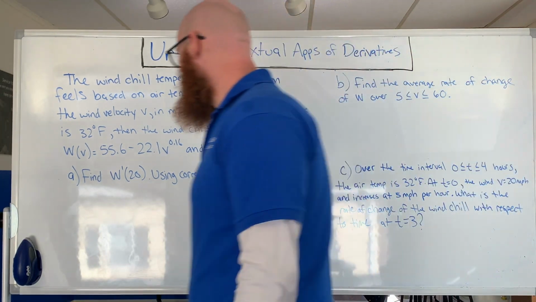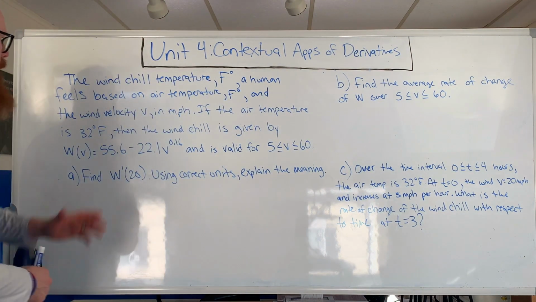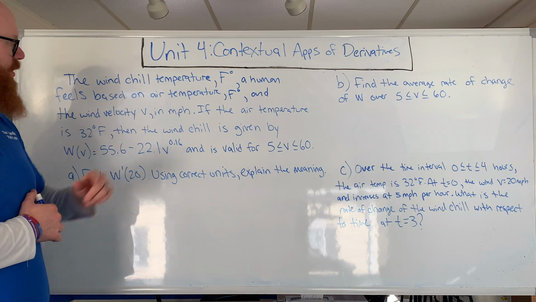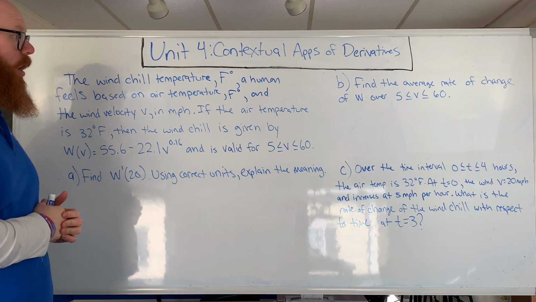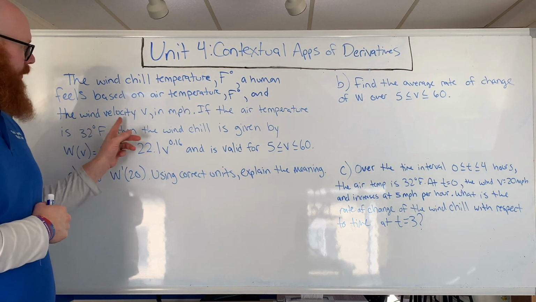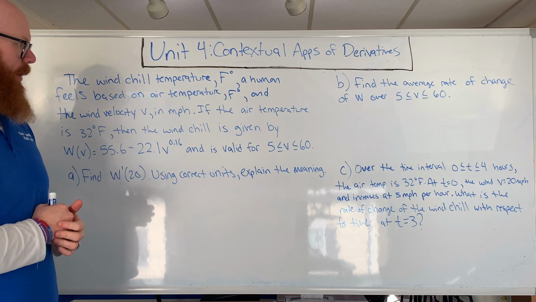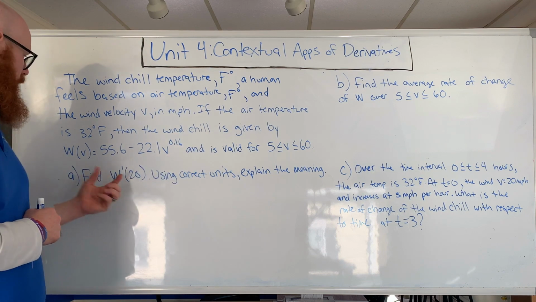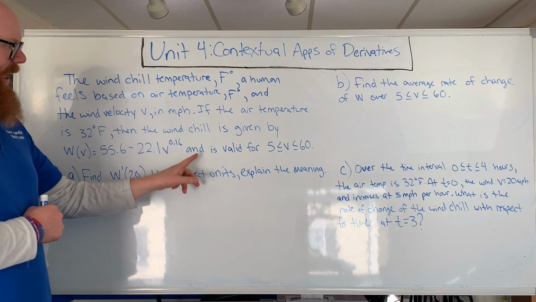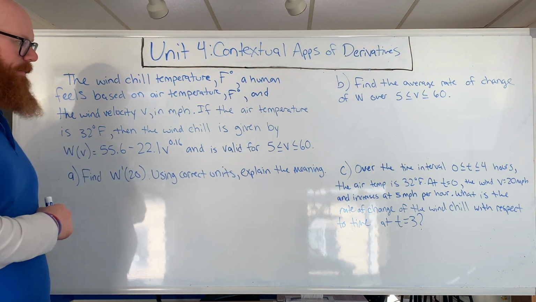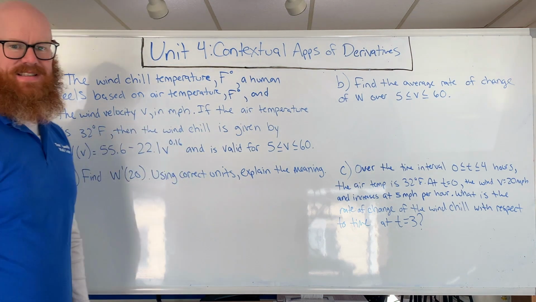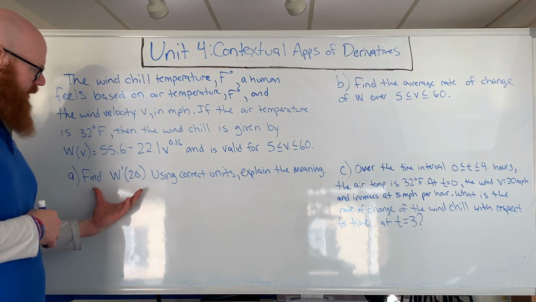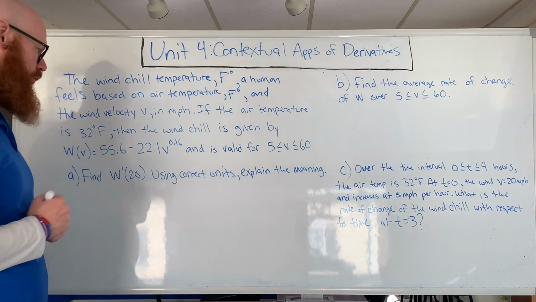So let's take a look at this problem. This is an AP type problem. The wind chill temperature in degrees Fahrenheit, a human feels based on the air temperature, also in degrees Fahrenheit, and the wind velocity V in miles per hour. So if the air temperature is 32 degrees, then the wind chill is given by this equation and is valid for V from 5 to 60 miles per hour. So for part A, we just got to find W prime of 20 and use the correct units.